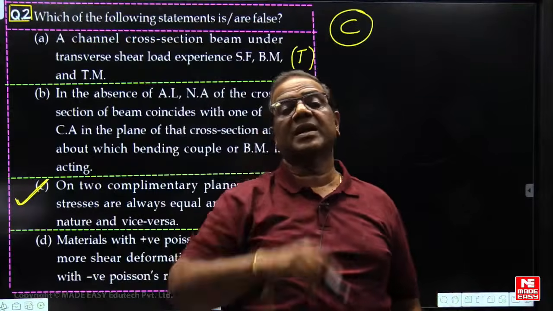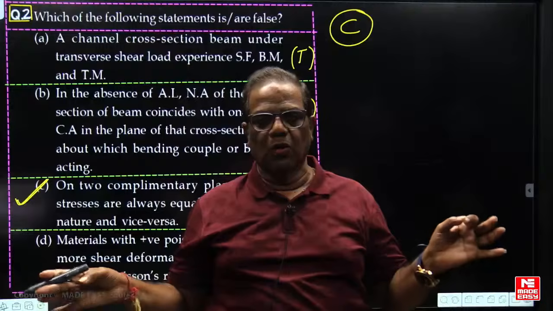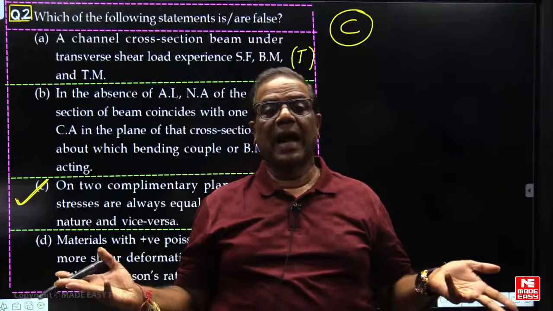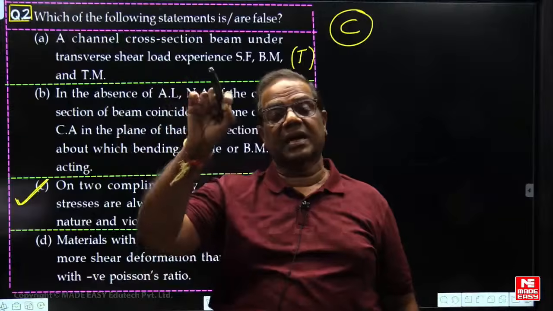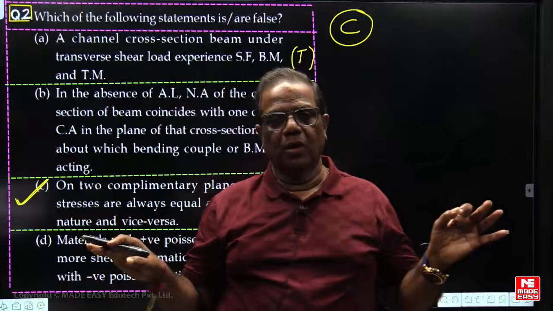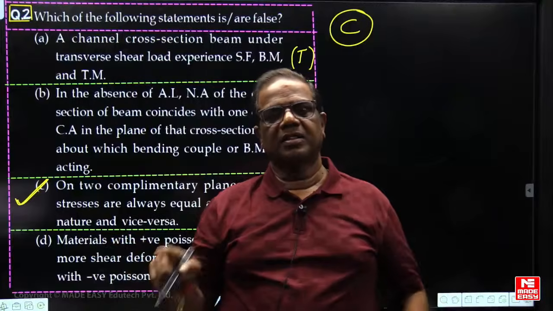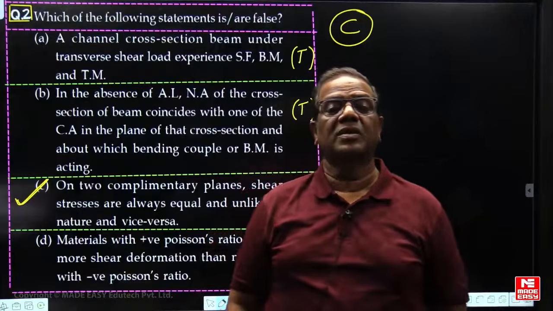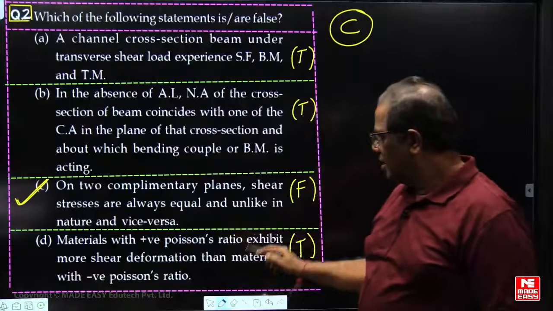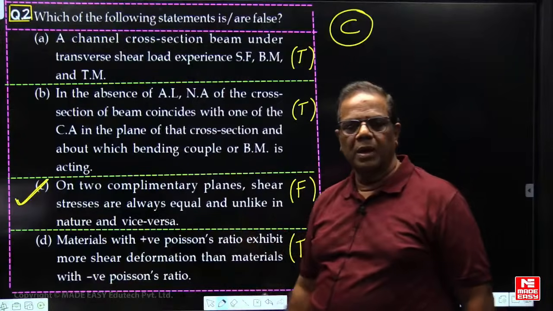But these statements are correct when there is no axial load. Means when there is an eccentric axial load, it changes. So as long as there is no axial load, the neutral axis coincides with either HCA or VCA. So this statement is true. Why is this statement wrong?